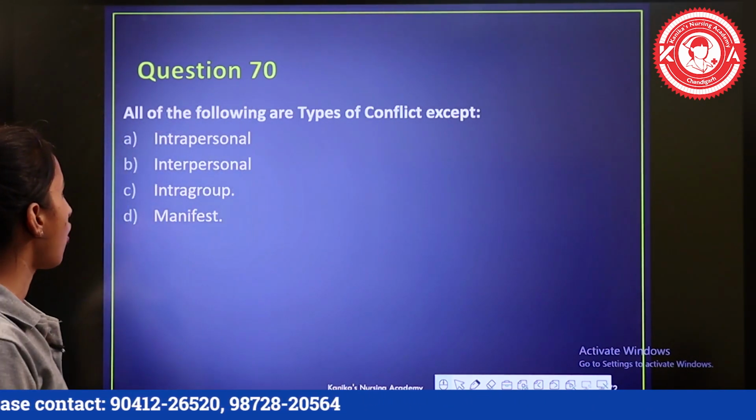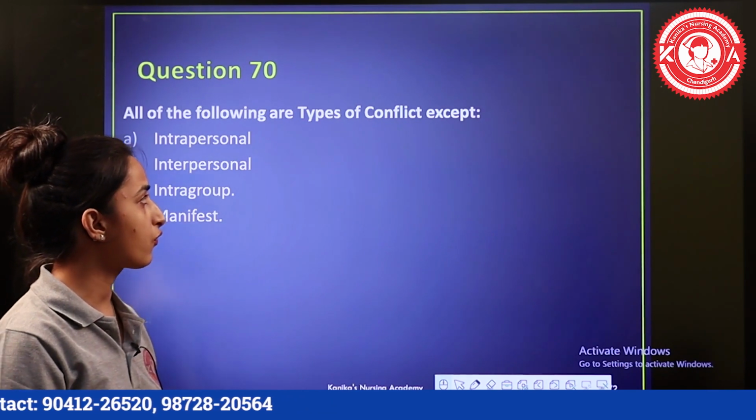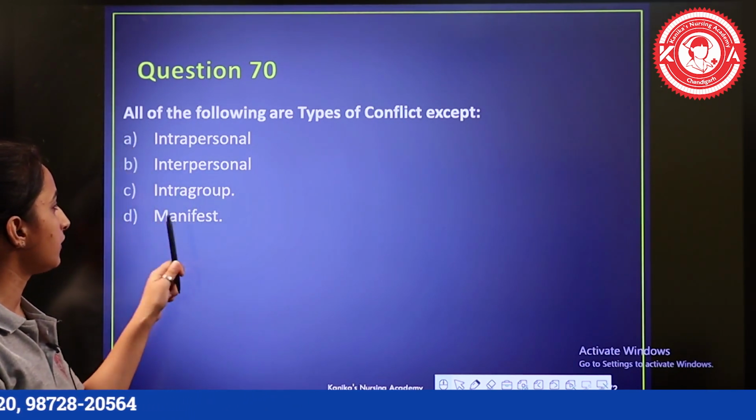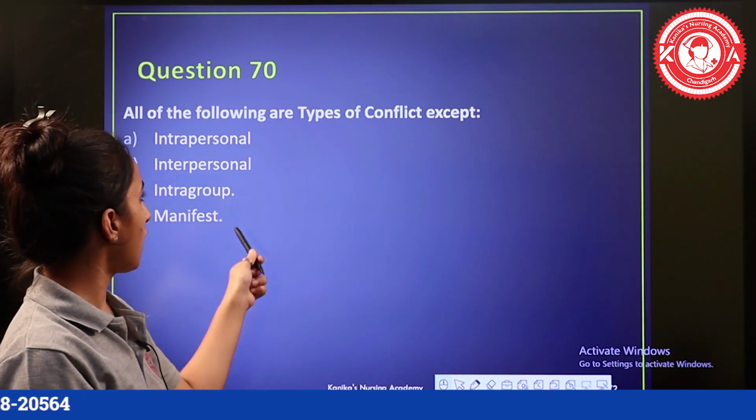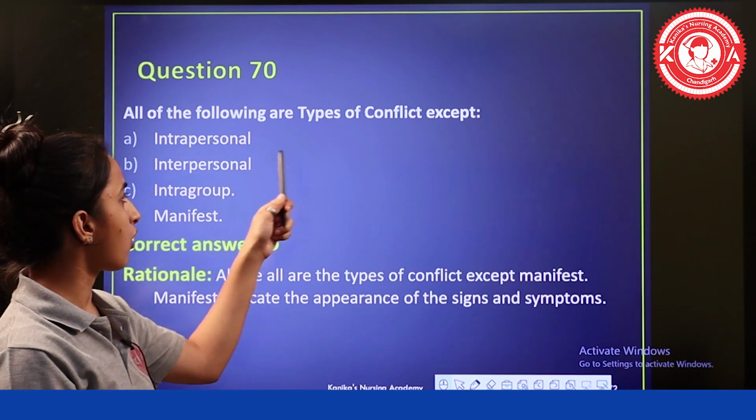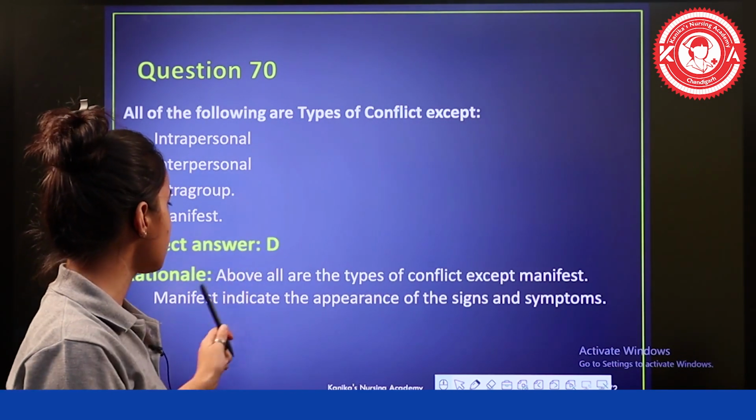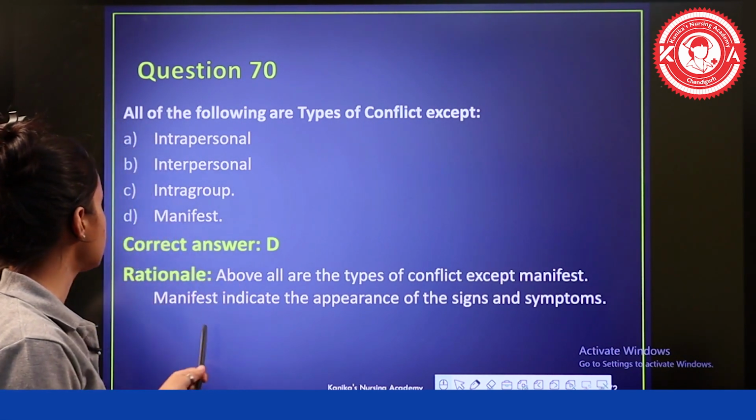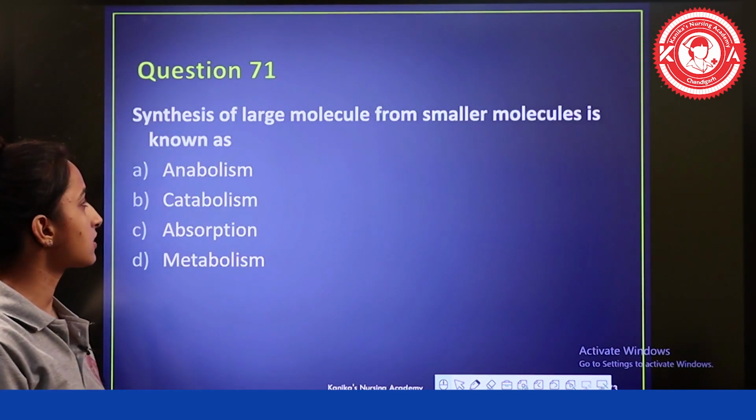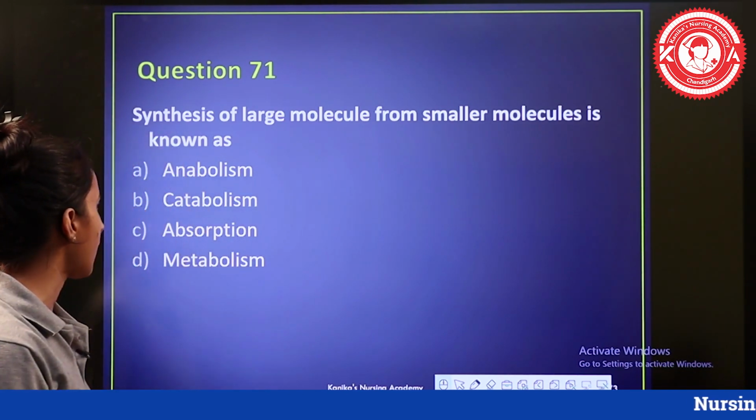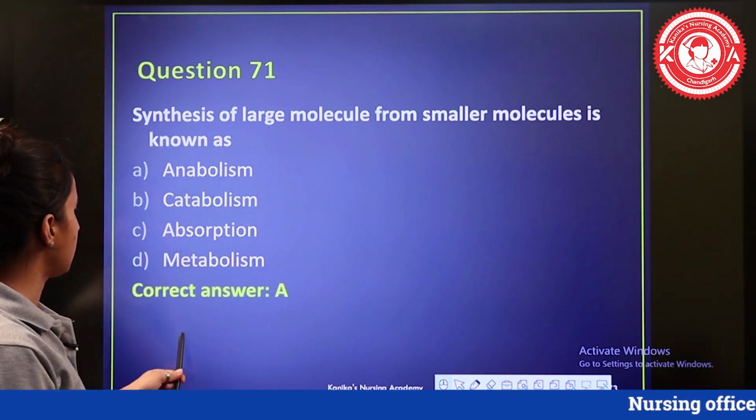Next question is, all of the following are types of conflict except. Intrapersonal, interpersonal, intragroup, all are types of conflict. But manifest is not a type of conflict. Manifest indicates the appearance of sign and symptom. So the right answer is D. Next is, synthesis of large molecule from smaller molecule is known as. The right answer is A.